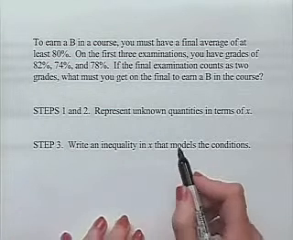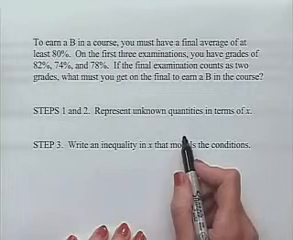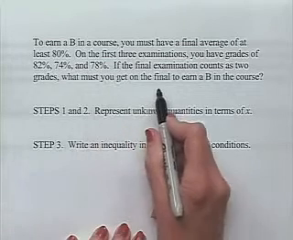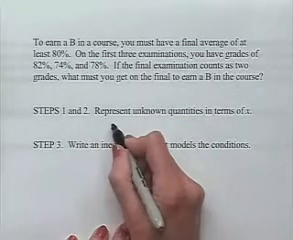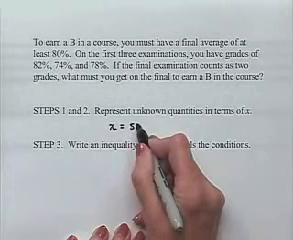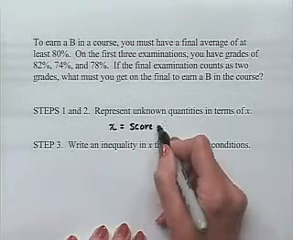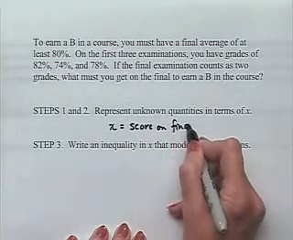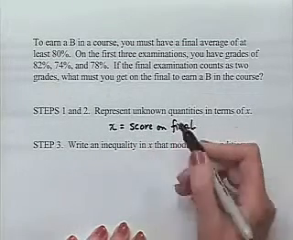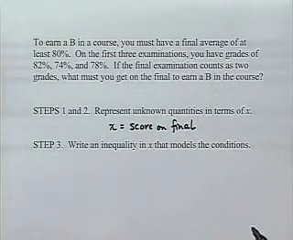Well, in this case, we have just a single unknown quantity, and that is the grade we have to come up with on the final exam. So let x equal our score on the final, and we want to put that score in percent as we did with our other values. Now we want to write an inequality in terms of x that models the conditions.